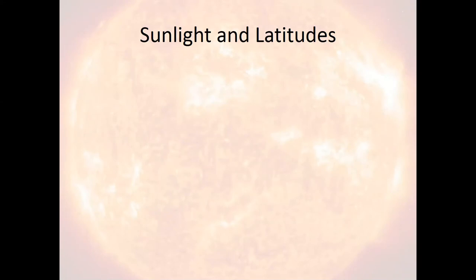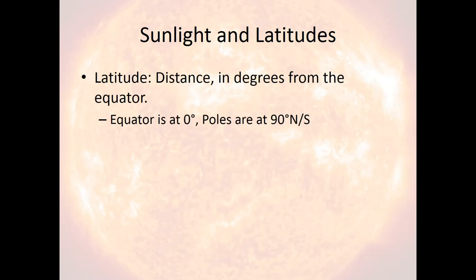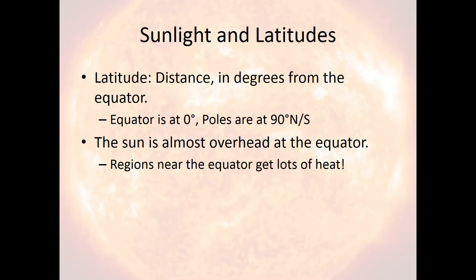Now, the last thing I'll talk about for this lecture is latitude. We haven't talked much about latitude in this class yet, but latitude is simply the distance in degrees from the equator. So the equator is the midpoint between the North Pole and the South Pole. The equator has a latitude of 0 degrees. The poles have latitudes of 90 degrees north of the equator and 90 degrees south of the equator. Well, the sun is almost overhead at the equator. It varies a little bit from season to season. We'll talk more about that in the next lecture. But for now, let's just say that the sun is almost overhead at the equator.